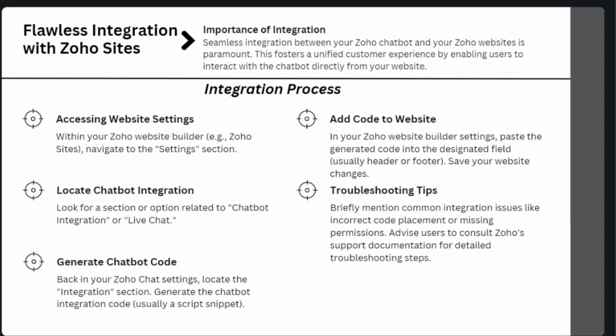Then add the code to the website. In your Zoho website builder settings, paste the generated code into the designated field and save your website changes. Lastly, not to forget the troubleshooting tips, briefly mention common integration issues like incorrect code placements or missing permissions. Advise users to consult Zoho's support documentation for detailed troubleshooting steps.